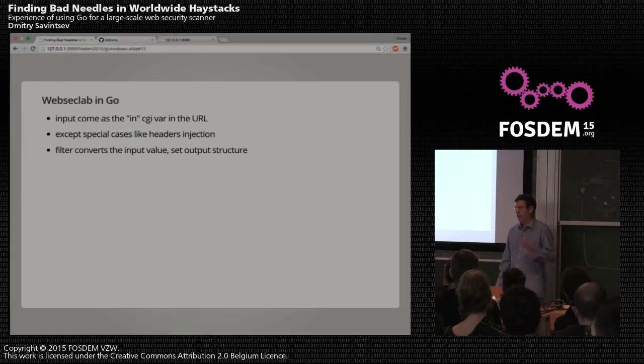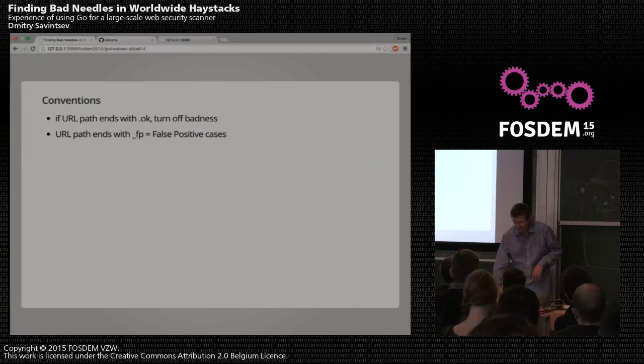In Go, there's a convention that the input comes as the in CGI variable, so that you keep it the same, except for special cases, and there are filters that convert the input value. I'll show the code. Some of the conventions: if it ends with .ok, then we turn off badness, and I'll show how it actually uses GoFetch for this. And if it ends with _p, then it's a false positive. That's another thing that you have to check a lot with the scanner.